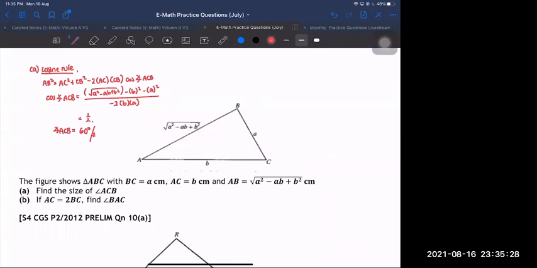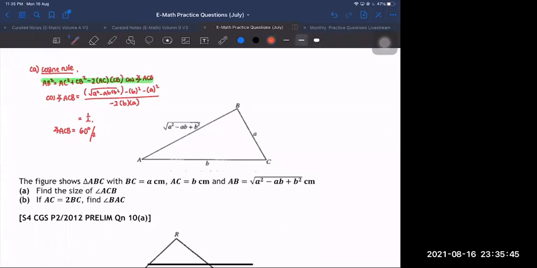The reason why this might be a little more difficult is that if your manipulation is not strong, you might screw up your cosine rule. Just remember that for cosine rule, a very important tip is to always write it out in terms of the lengths.